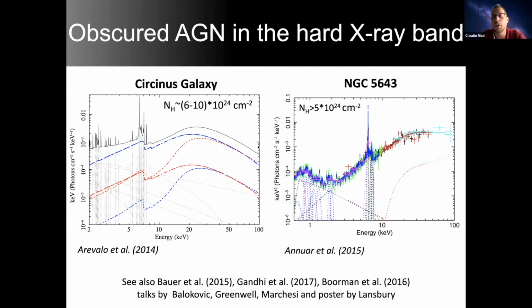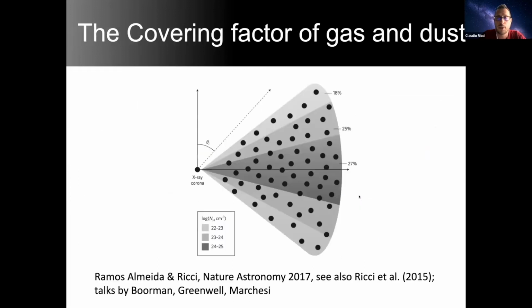And here I'm talking about systems that have very little or no transmitted radiation able to reach the observer, such as the Circinus galaxy and NGC 5643. Before NuSTAR, we had only very loose constraints on the NH. And particularly for the Compton thick AGN, this has been really important. And I think there will be several talks later about this by Marchesi and Greenwell.